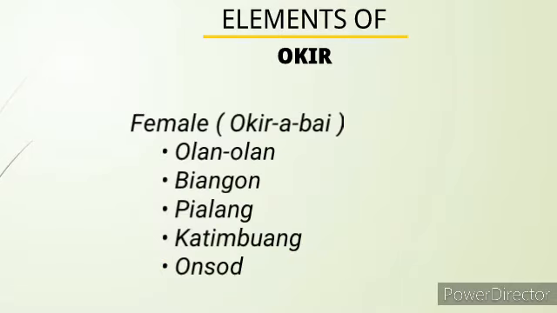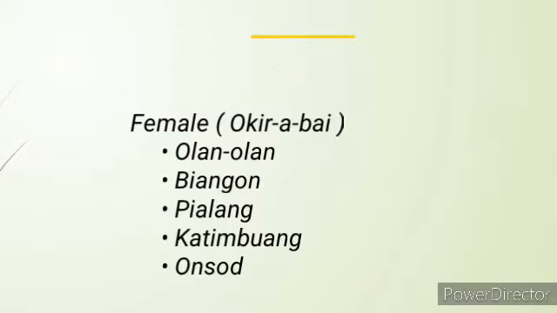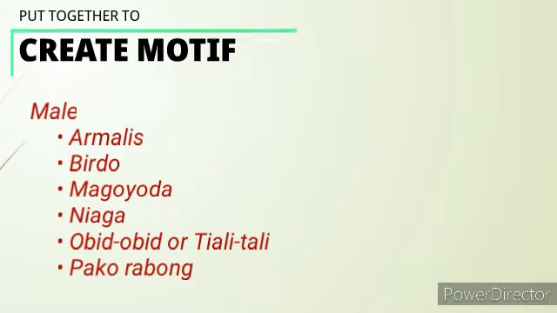And this is for female, or Okir abay. We have here ulan, means a circle or moon. Biangon, means a rectangle. Yalang, means a square. Katimbuang, means diamond. Onsud, means zigzag. Those elements can be put together to create motifs.